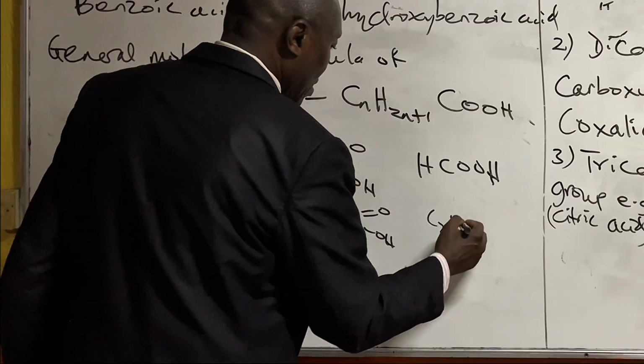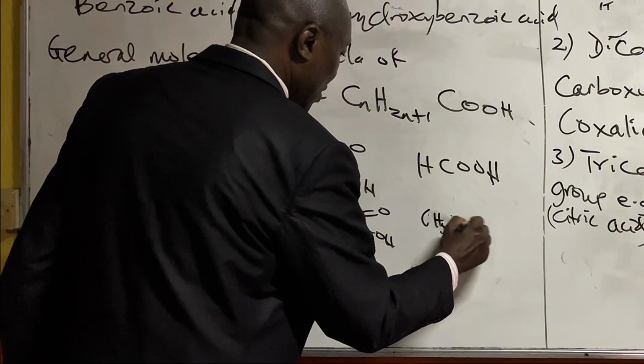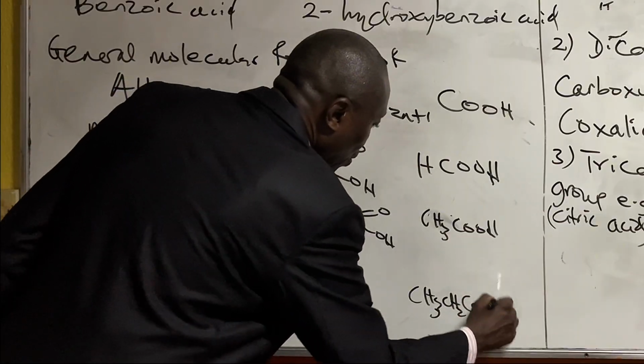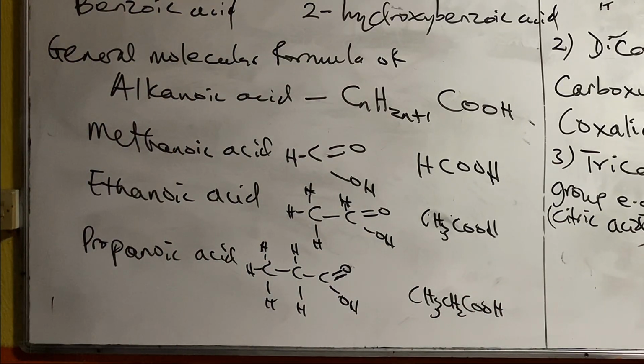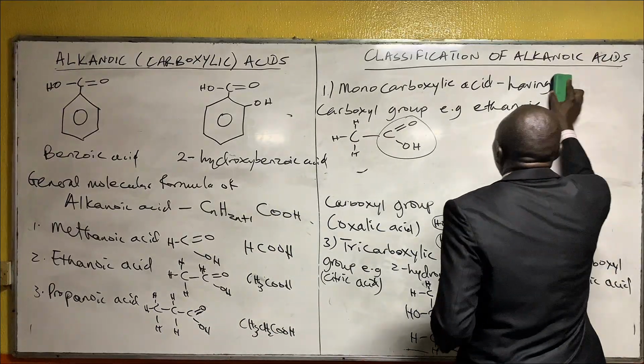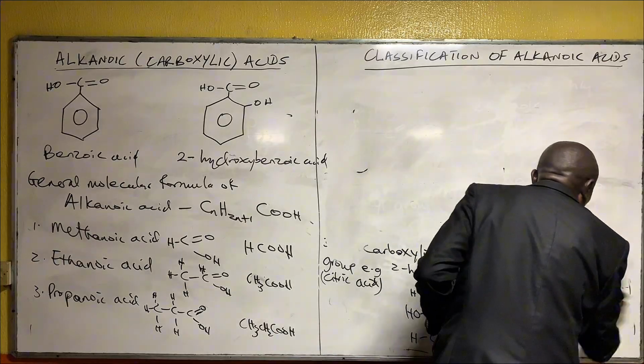So the homologous series is like that. This one is C2, CH3 COOH. This is CH3 CH2 COOH. We have methanoic acid, which is the first member of the series. We have ethanoic acid, which is the second member. Propanoic acid is the third member. Like that, we have butanoic acid, followed by pentanoic acid, for the homologous series of the alkanoic acid.